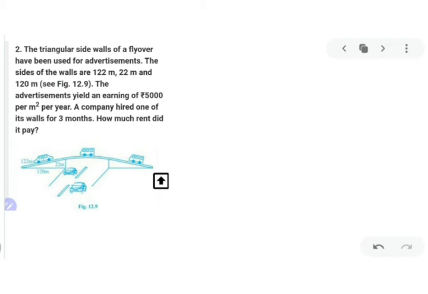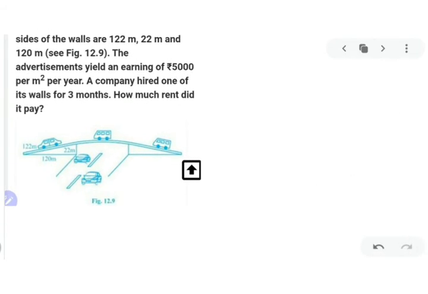And it goes something like this. The triangular side walls of a flyover have been used for advertisements. The sides of the walls are 122, 22 and 120. The advertisements yield an earning of rupees 5,000 per meter square per year. A company hired one of its walls for 3 months. How much rent did it pay? So let me zoom the screen and show you that there is a corner.